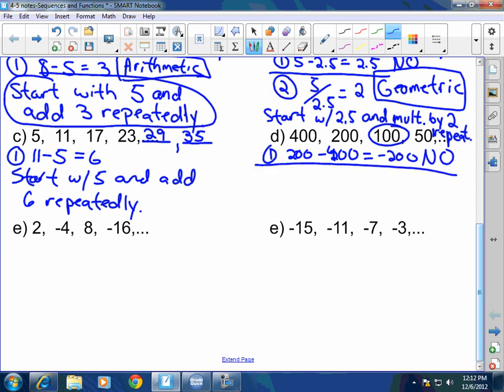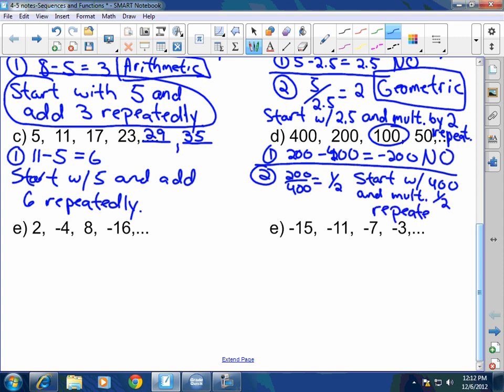So now we got to do our second test. 200 divided by 400. What's 200 divided by 400? 1/2. What's 400 times a half? What's 200 times a half? What's 100 times a half? So this is geometric, and the pattern here would be start with 400 and multiply by 1/2 repeatedly. Does that make sense, boys?